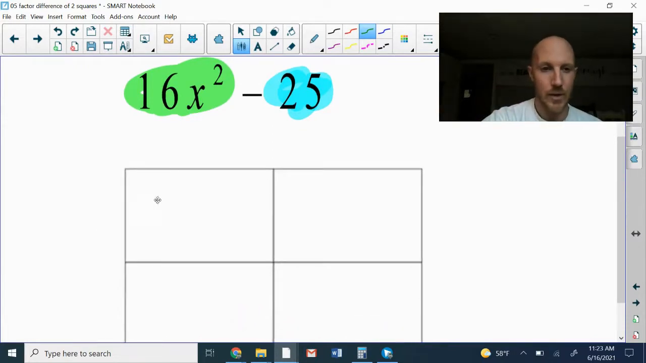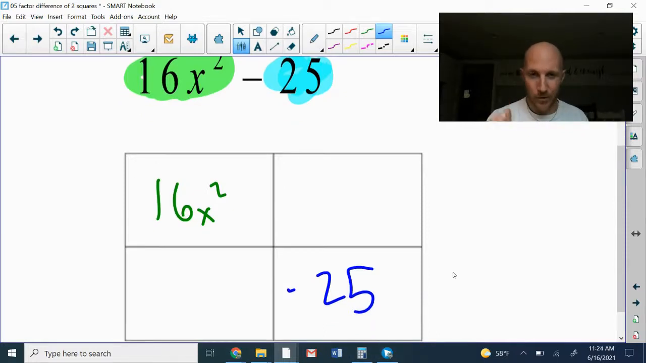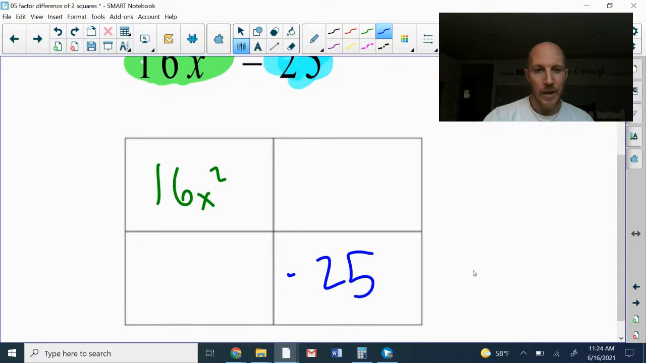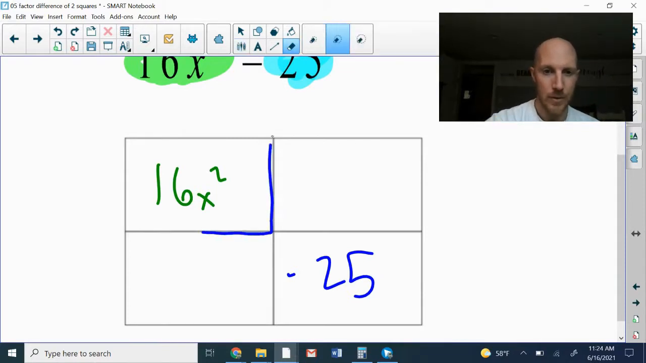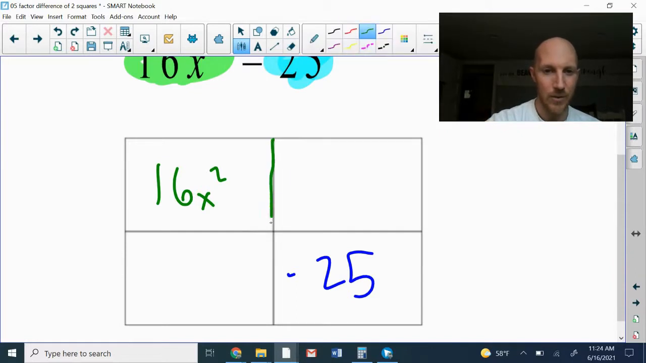So we're going to take the 16x squared. It's going to go in the first box. That minus 25 is going to go in the next box. I recognize both of these are perfect squares. It's a subtraction in the original polynomial, so this is the difference of two squares. I've identified that. And now I can look at that 16x squared and say this is a perfect square number. What would have to be the side lengths?